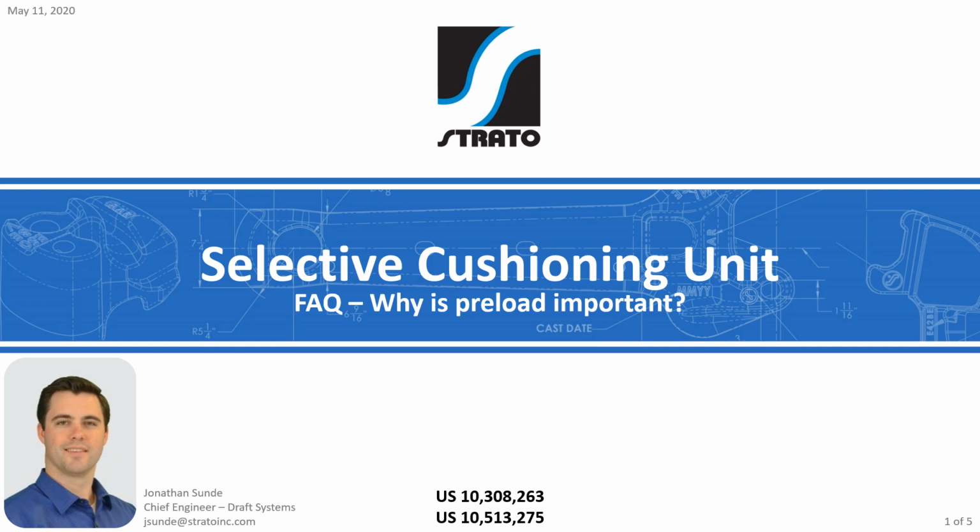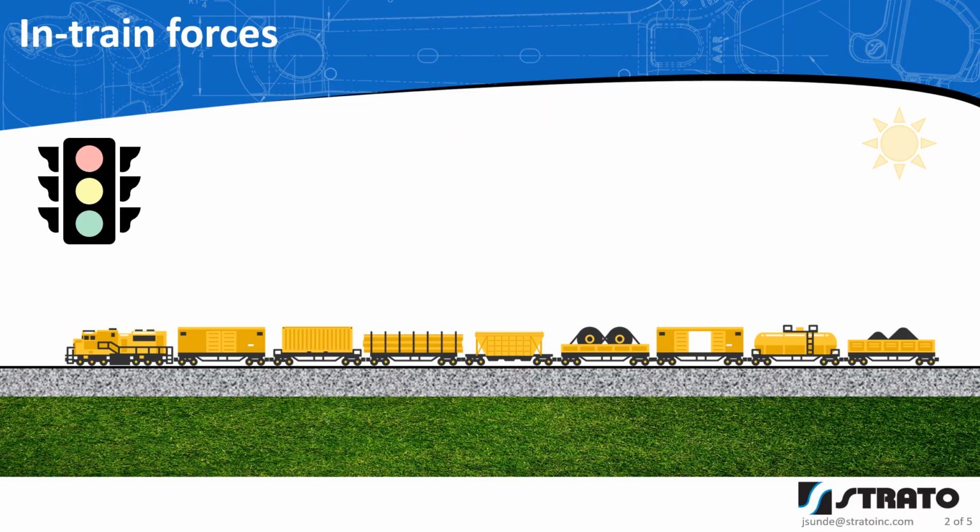I'm Strato's Chief Engineer for Draft Systems, and we're going to talk about why preload is important in a draft system. As a train goes down the tracks, it is subjected to a wide range of loads and forces. The train is not a singular body, but rather made up of many individual units. Longitudinal forces can cause the consist to behave like an enormous rubber band.